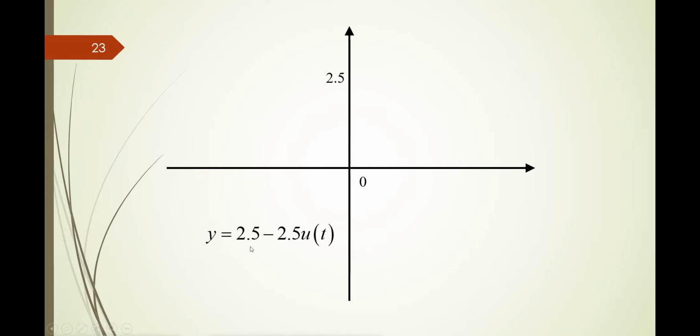Next, 2.5 minus 2.5 u t. Now, we're used to seeing 2.5 u t, but then there's a 2.5 now. So that means initially, there was a signal even before time equals 0. So initially, there is a signal of 2.5.